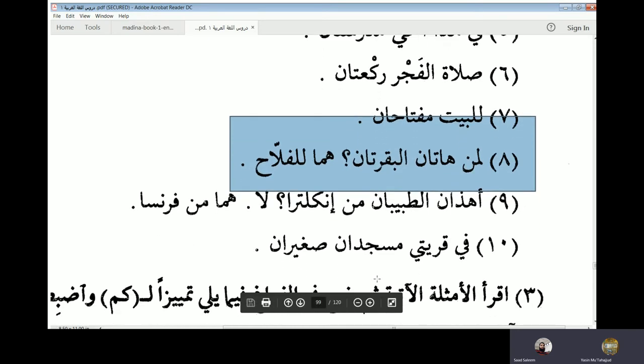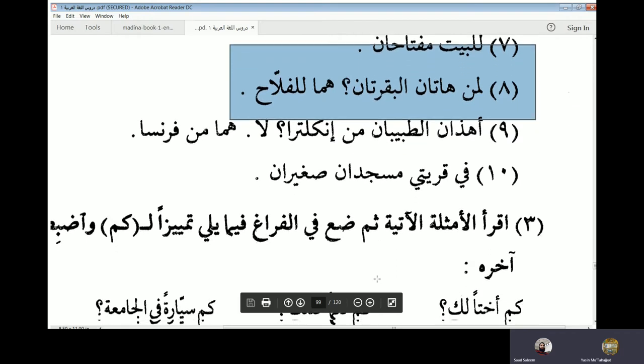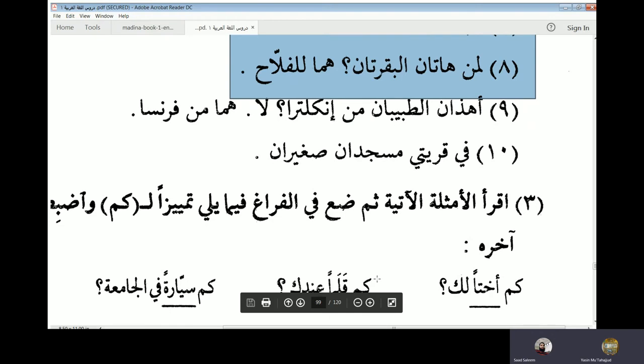Okay. Li man hatani bakaratani? Huma lil fallah. Okay, that's a farmer. And it's saying, whose two cows are these? Who do these two cows belong to? And that's saying they belong to the farmer. Good.